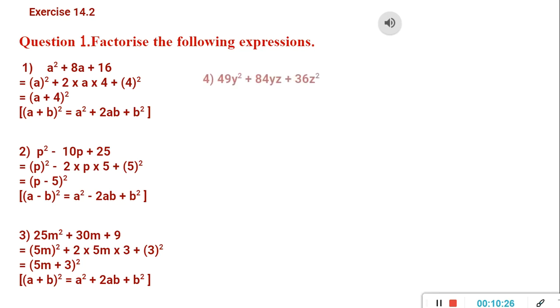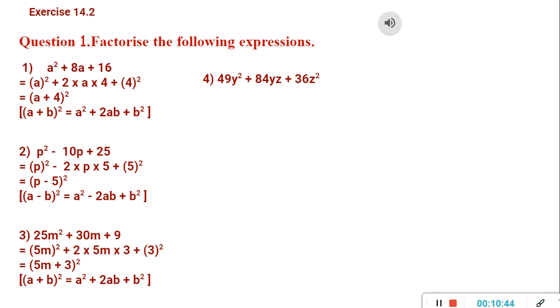Now fourth one, 49y square plus 84yz plus 36z square. This also has three terms. So let's see whether any two terms are perfect squares. Yes, 49y square, that is the square of 7y.